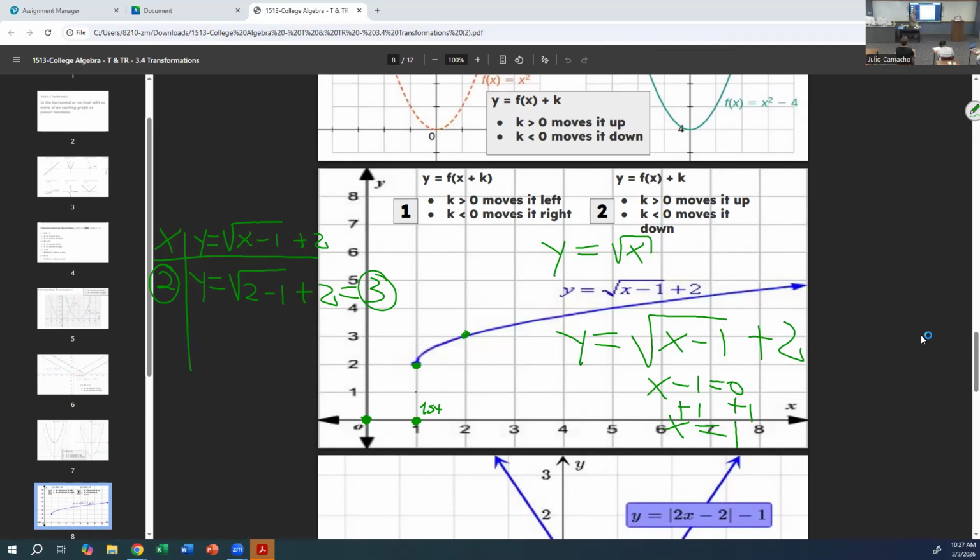Besides the vertex, since I will find another point, I will try 3. And I will try in my mind. 3 minus 1 is what? 2. Does the square root of 2 have a whole number? Yes or no, Terry? What is the square root of 2? Is it a whole number or is it a decimal?